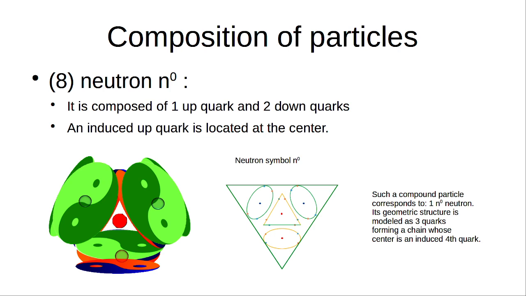8. Neutron. It is composed of a quark up and 2 down quarks. An induced quark up is located at the center. Such a compound particle corresponds to a neutron. Its geometric structure is modeled as 3 quarks forming a chain whose center is an induced 4th quark. Here is the symbol of a neutron.